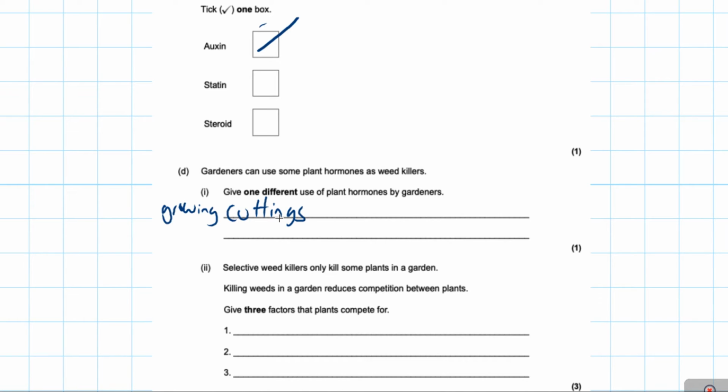Another thing that you could look at is inducing flowering, and this is for Gibberellin. That's another use that you could have for plants. So Gibberellin induces flowering in a plant. Again, this is because plants require a certain condition to flower. Gibberellin helps the plant reach those conditions, and therefore they can flower. Essentially, it's like a shortcut.